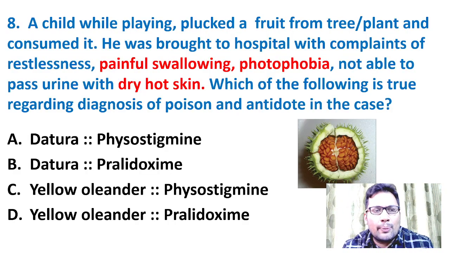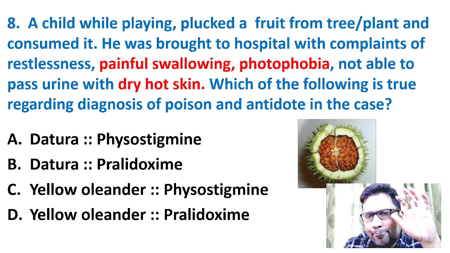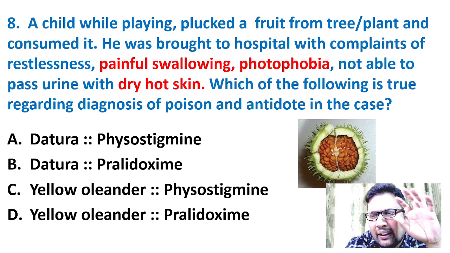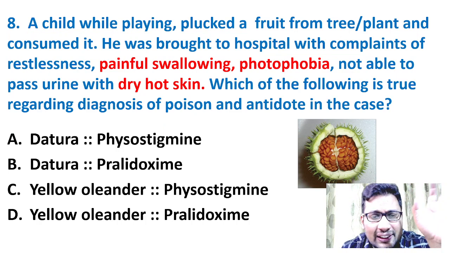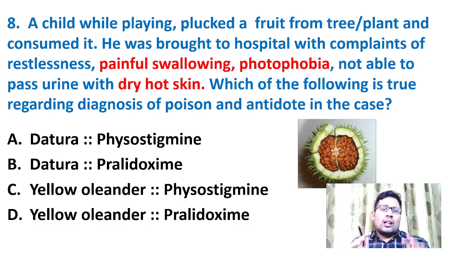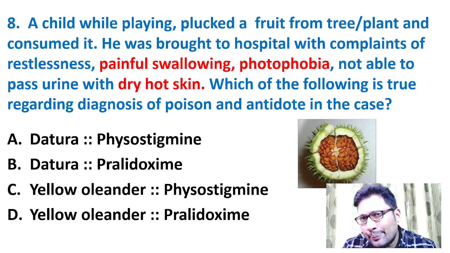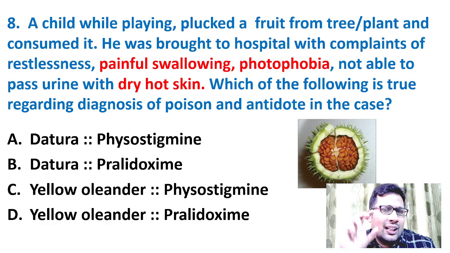Yes. Question number 8. A child while playing plucked a fruit from a tree or plant and consumed it. There is an unknown substance. What are the clinical features? Restlessness, painful swallowing, photophobia, not able to pass urine, dry hot skin. Which of the following is true regarding diagnosis and antidote? Remember, this is a very simple question. So this must be a deliriant poison, that is datura poison.